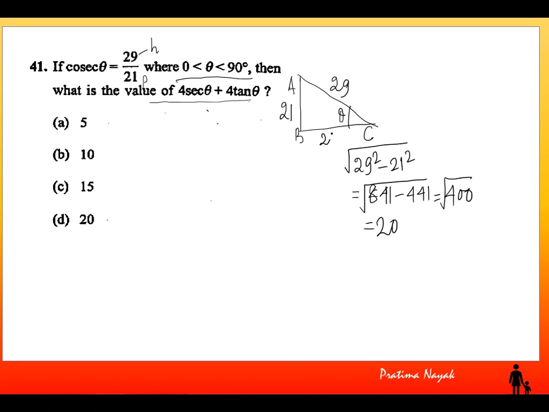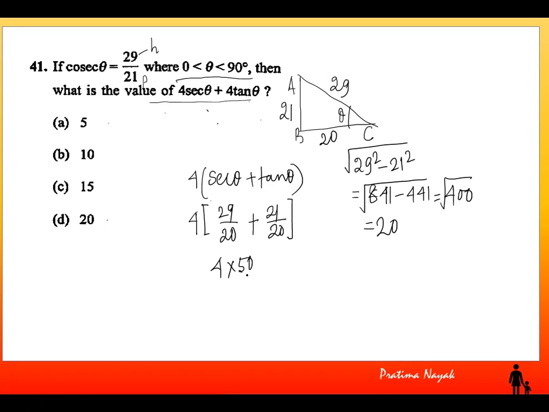After getting b as 20, you can get all the things. Now it is 4 sec theta plus 4 tan theta. Sec theta is written as h by b. So h is 29 and b is 20, the adjacent side, plus tan theta is equal to p by b, 21 by 20. So now it's very simple. It will be 4 into 50 by 20. If we simplify it, the answer is 10. So B is the answer.